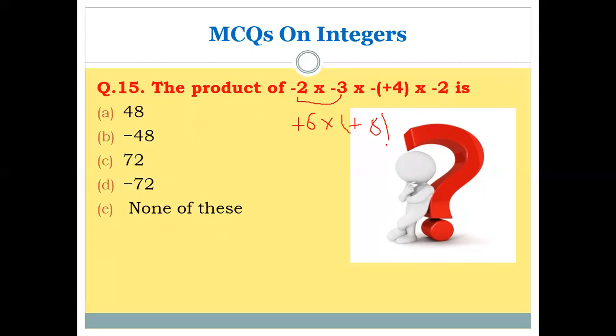So this is what we are doing. The multiplication of plus 6 and plus 8, it is 8, 6 times, 48. So 48 is the correct answer. A part is the correct answer. Here we have considered minus and plus 4 as minus 4, and minus 4 into minus 2 becomes plus 8.